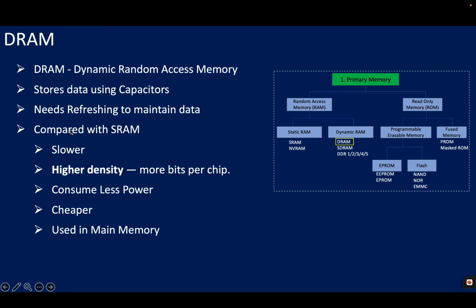Now, when we compare DRAM with SRAM, here are the key differences. DRAM is slower than SRAM. It has higher density, meaning it can store more bits per chip. It consumes less power compared with SRAM. It is much cheaper to produce, and DRAM is commonly used in main memory. In short, DRAM is slower but cost effective, making it ideal for main memory.